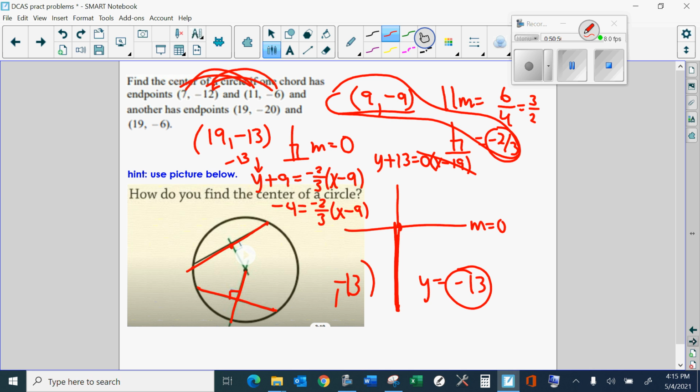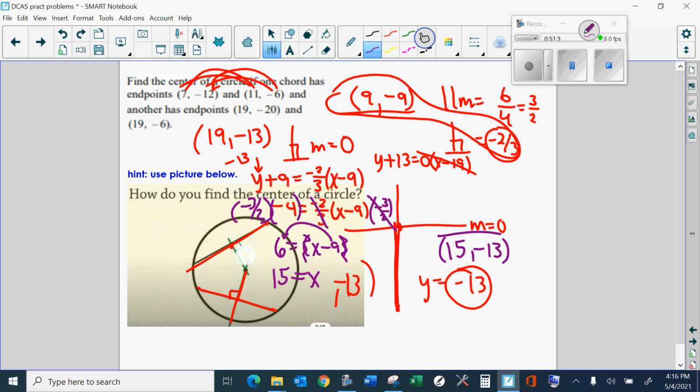So I multiply by the reciprocal, which is negative 3/2. Whatever you do to one side, you do to the other side, negative 3/2. So that's going to cancel forward. 1 over 2 is 2, times 3 is 6. Negative times negative is a positive. 6 equals x minus 9. Now I can take off the parentheses because, don't forget, those canceled out. Now just add the 9 across. x equals 15. So the answer is (15, -13) is the center. Okay, so there are several steps involved.